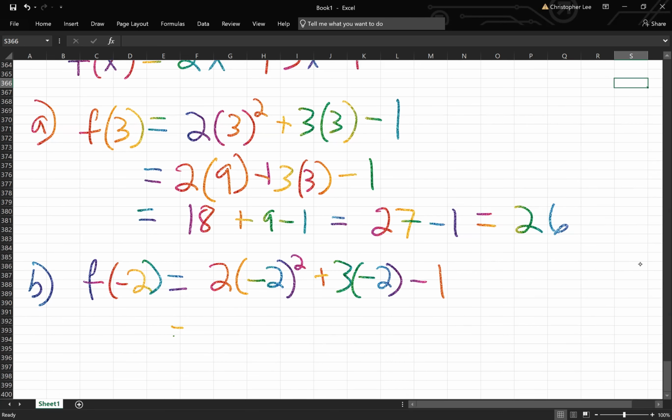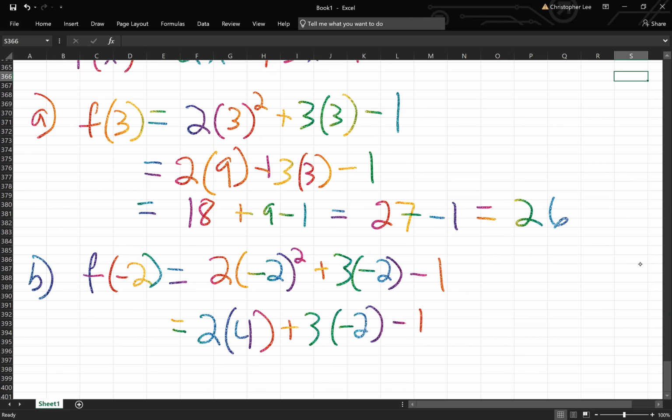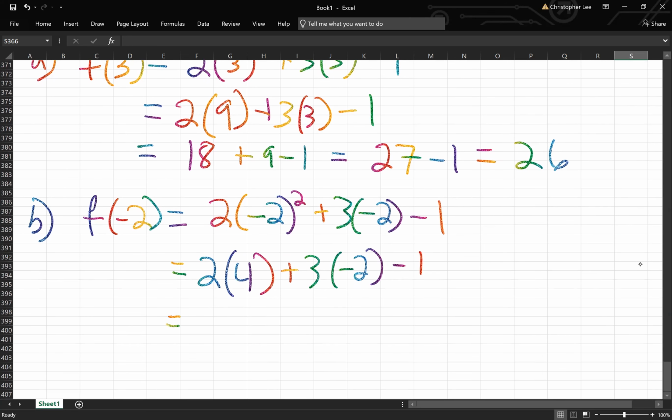Y'all gotta help me out though. What's negative 2 squared? 4. Very good. Plus 3 times negative 2 minus 1. It's a little bit hard. What's 2 times 4 again? 8. And then what's 3 times negative 2? Negative 6. Very good. Minus 1. And then 8 minus 6 is what again? 2, right? So it's 2 minus 1, and 2 minus 1 is 1. That's it.